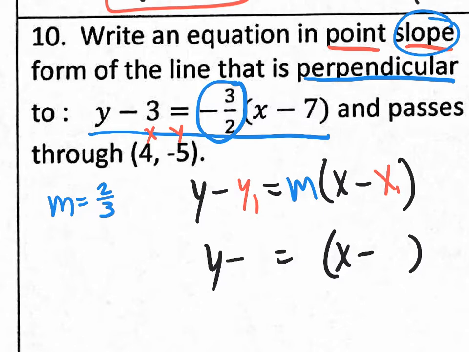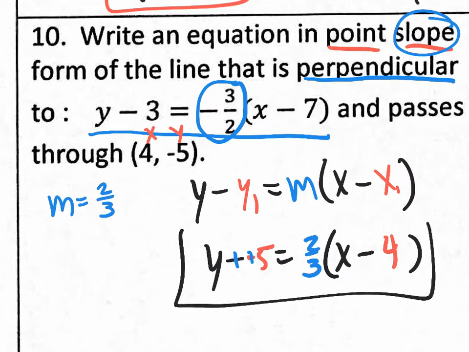Y minus y1, that's negative 5. M is 2/3. X is 4. And the only other thing you could do is change the minus minus to plus plus, and don't do anything else. It says point slope form, and this is point slope form.